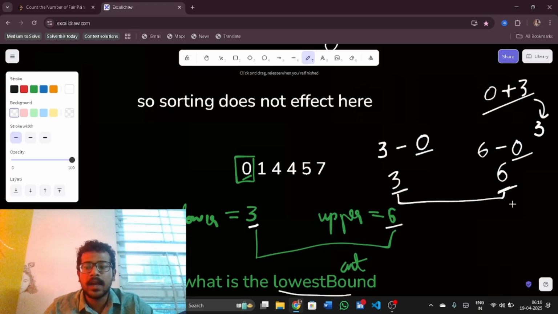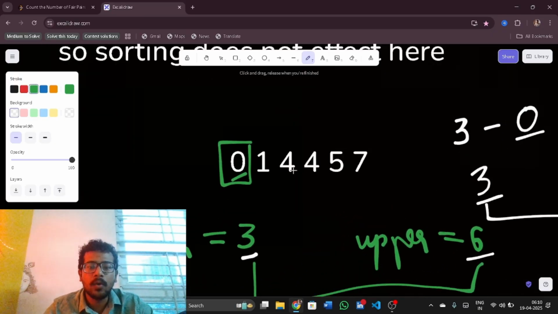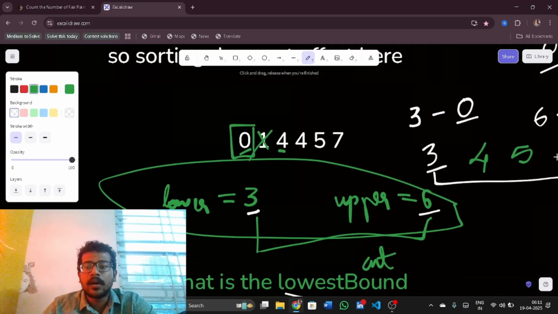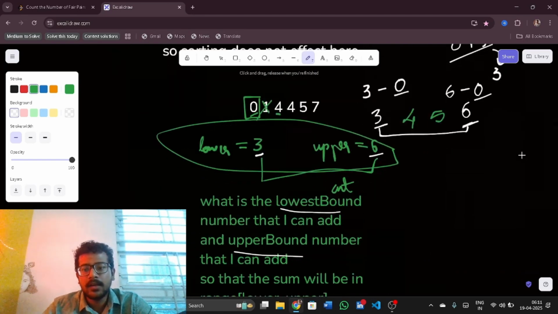Now let us see 3 and 6. Okay, I have 1. Do I have to consider it? No. Why? Because it is lesser than the lower bound. So I am not considering this. Okay, 4. Can I consider it? Yes. Why? Because if I add 4 and also 5, I will get in this range. This is what the lower bound and upper bound make sense, right?